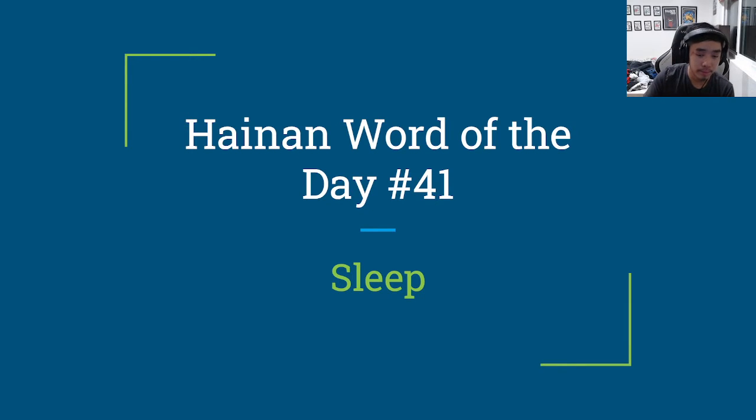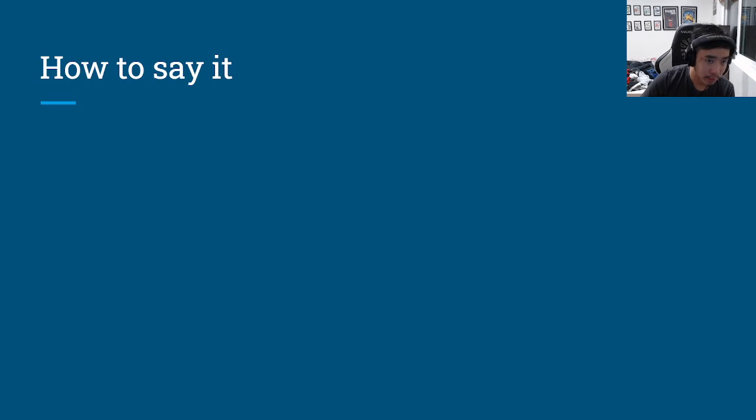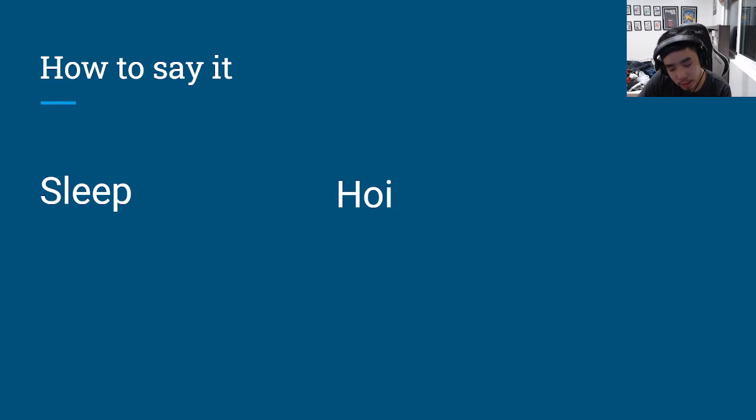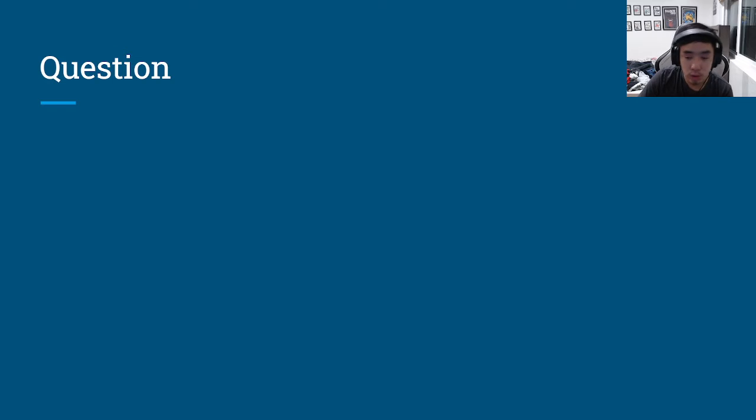Number 41 is sleep. Okay, let's get to it. How do you say it? Sleep is hoi. Hoi. Nong hoi. Sleep. Du hoi. You sleep. Okay. Questions. There's two types of questions.